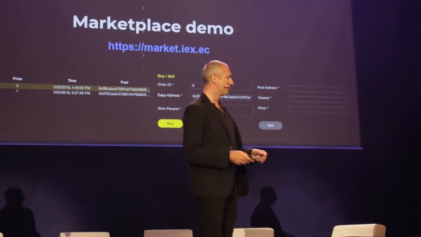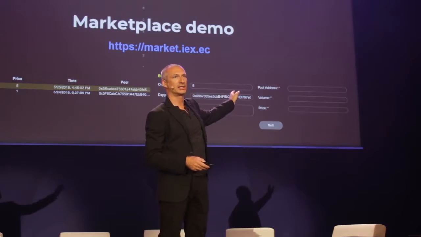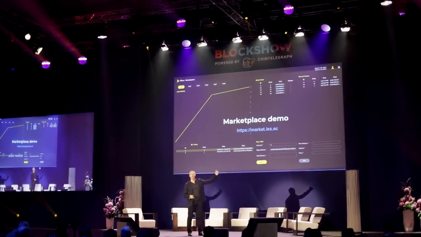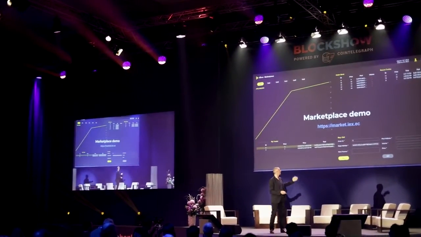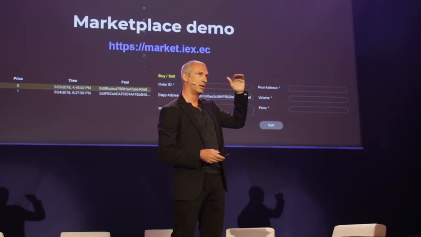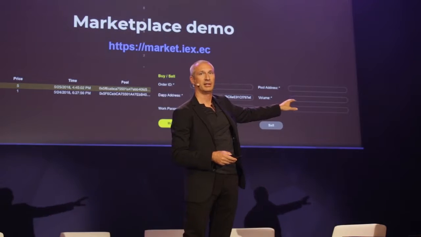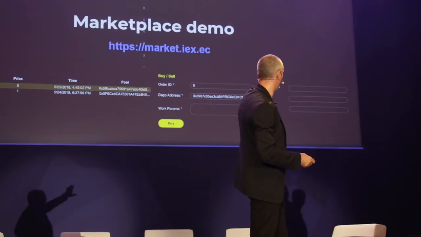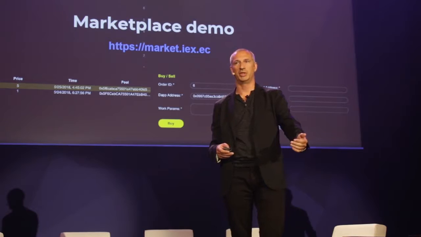So what you see, typically, is the price in RLC. RLC is the token to buy the execution of an application. You see a work order book where there are all the computing resources that are ready to be executed. You see the recent trades. You can see the trades that you passed, and you have a buy-sell window where you can buy some computing power or sell some computing power.